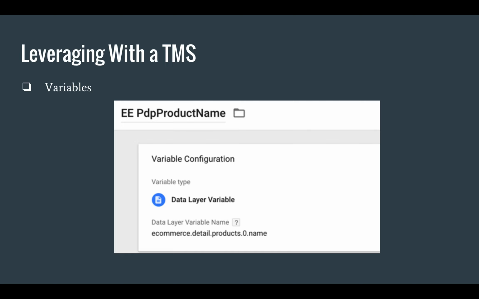So all I have to do now within the tags, and I'll show an example of this in a minute, is place the variable for EEPDP product name, which is what I've named it, within the tag wherever a product name needs to be pushed in with a product view. That product name will automatically be populated there and then sent up with the request. So I have that for analysis.